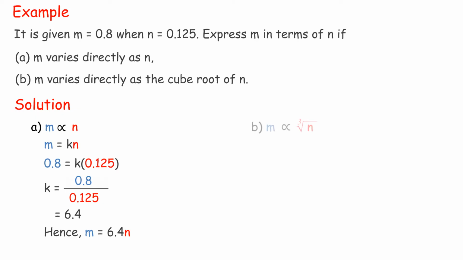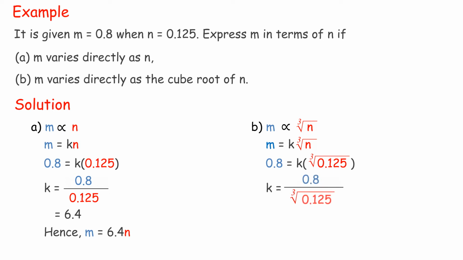Solution: B. m varies directly as the cube root of n. m equals k times cube root of n. To find out the constant k, substitute the values into m and n. 0.8 equals k times cube root of 0.125. k equals 0.8 divided by cube root of 0.125 equals 1.6. Hence, m equals 1.6 times cube root of n.